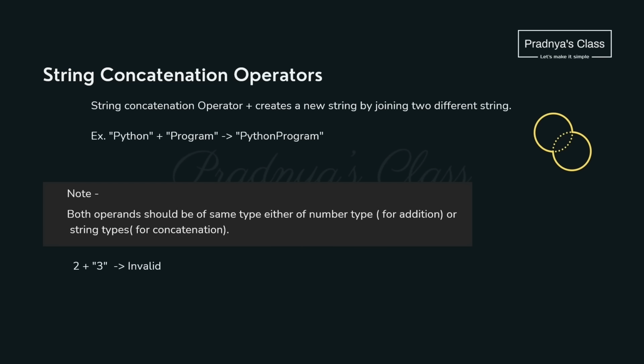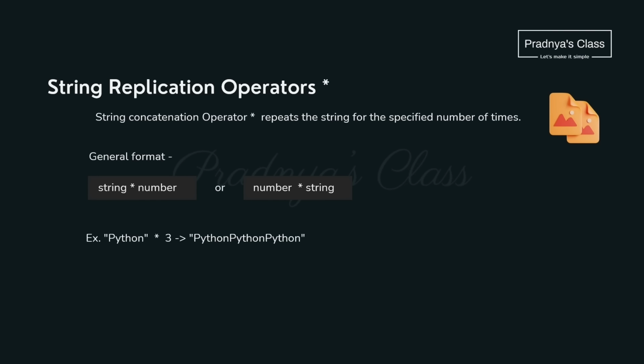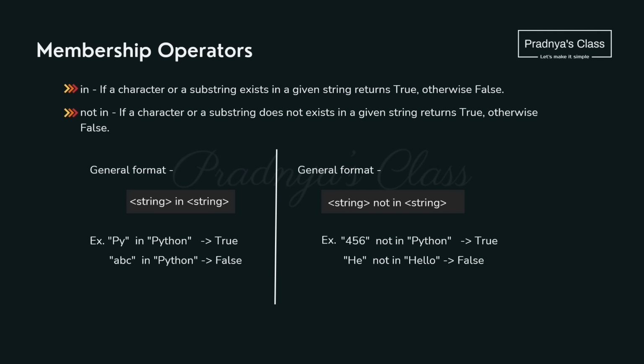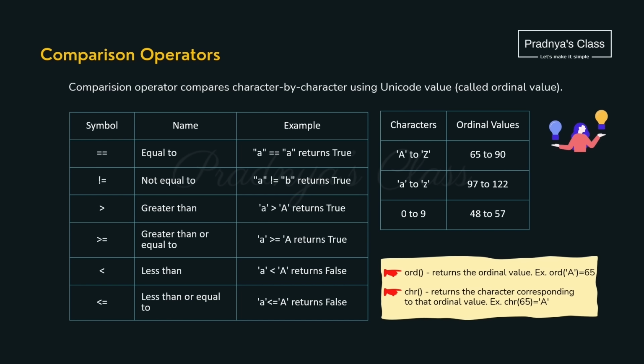Hope you are clear with concatenation. Here is the example. Let's proceed. This is the example for replication. Here is the example for membership operators. And this is nothing but the relational operator or comparison operator in case of string.